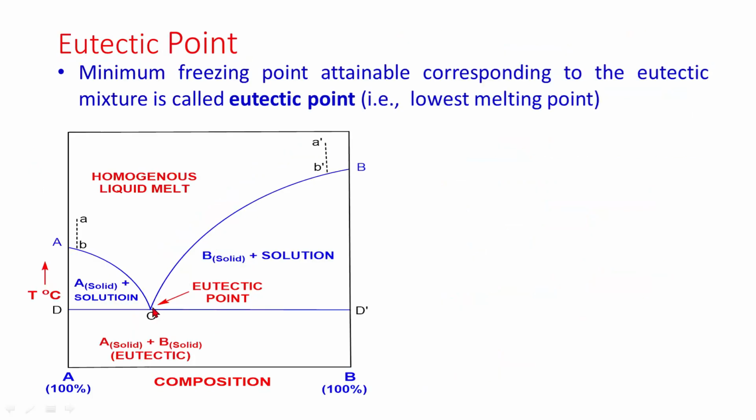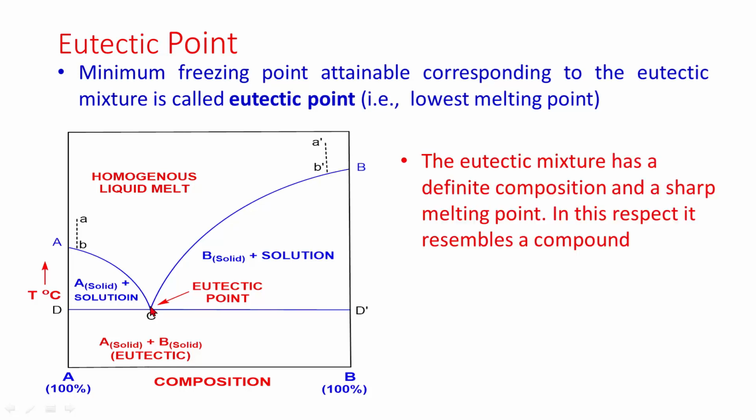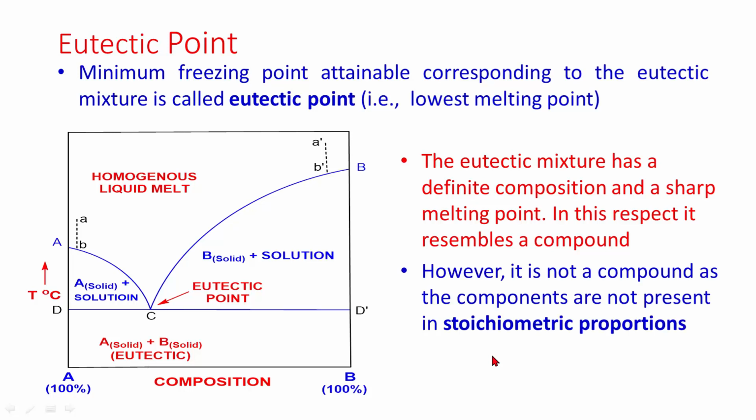Eutectic point is the minimum freezing point attainable corresponding to the eutectic mixture, that is, the lowest melting point. Eutectic mixture has a definite composition and a sharp melting point. In this respect, it resembles a compound. However, it is not a compound.